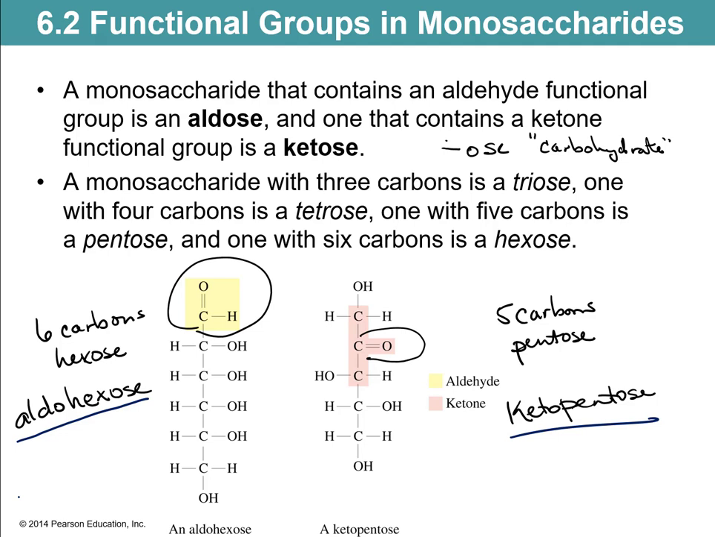And then when you look for the double bond oxygen on this one, you can see the ketone. So remember that aldehydes are on the end. The double bond oxygen's on the end for the aldehyde. But a ketone is always going to be on that 2nd carbon in the sugar. And it doesn't matter if it's a 4, 5, 6 carbon sugar. It's always going to be on carbon number 2 where that double bond oxygen will be. So that's why you would call this a ketopentose.